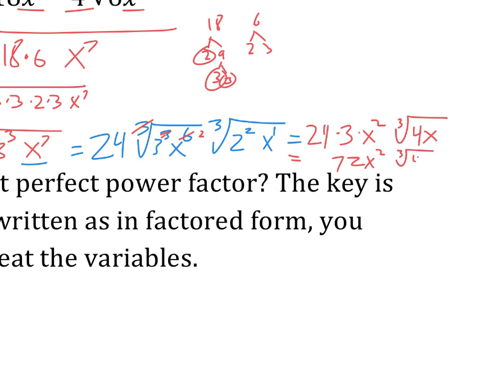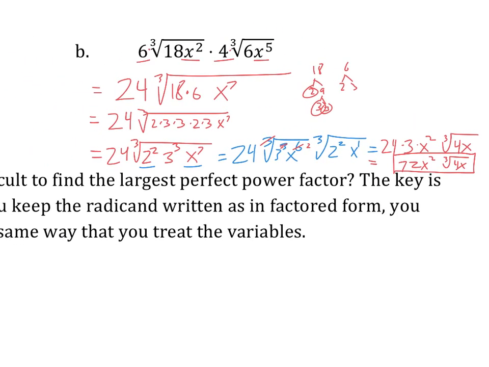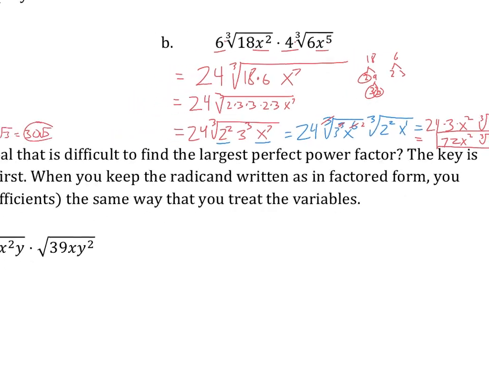Times the cube root of 4x. All right. Kind of a lot going on there. That one's a lot of simplifying there in the end. So once again, we just put it together. If you want to write this as 108, that's fine. You can kind of break it up from there. Okay. What we end up with is 72x squared times the cube root of 4x.